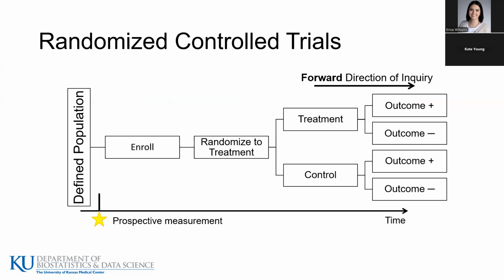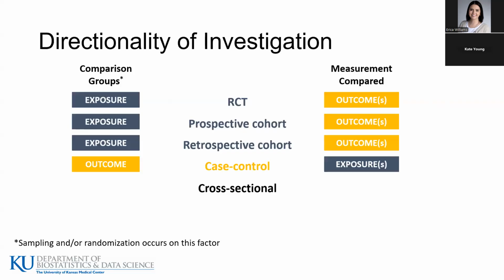And then cross-sectional is non-directional, so you typically have measures of several different exposures and several different outcomes, and then you're looking for associations in that type of study.